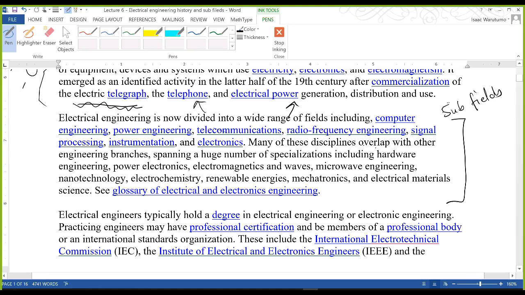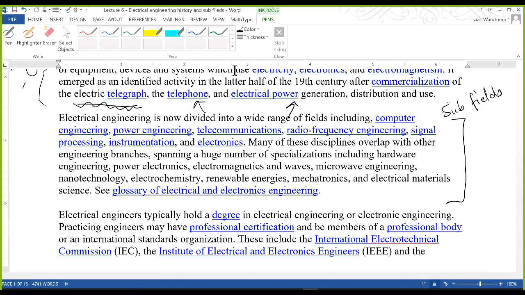Many of these disciplines overlap with other engineering branches, and we have said that, spanning a huge number of specializations, including hardware engineering, power electronics, electromagnetics and waves, microwave engineering, nanotechnology, electrochemistry, renewable energies, mechatronics, electrical materials, or material science, among others. So you can always find out more on each.